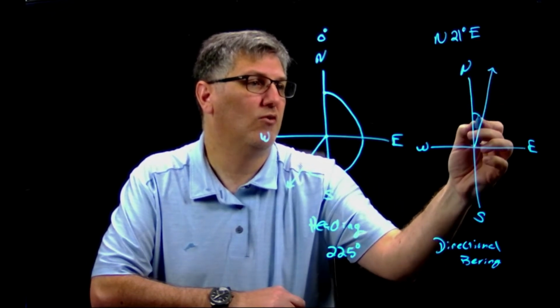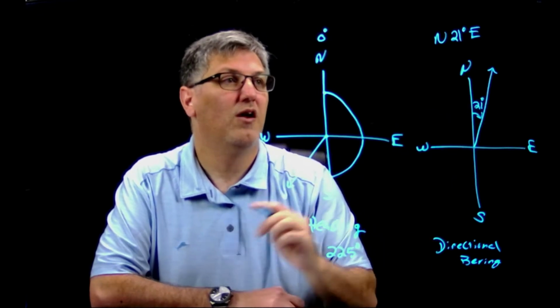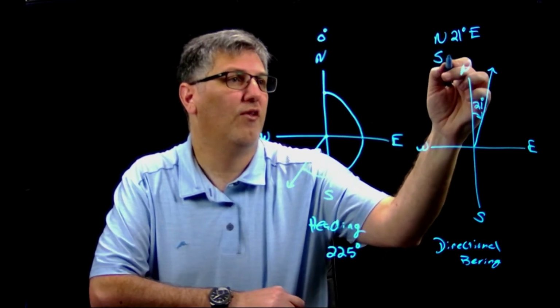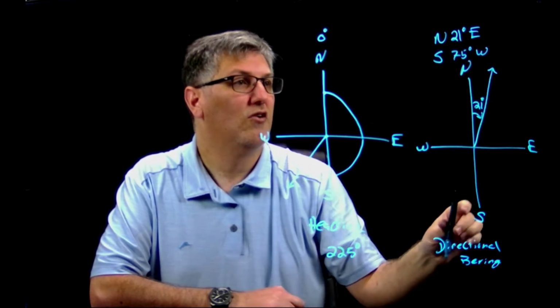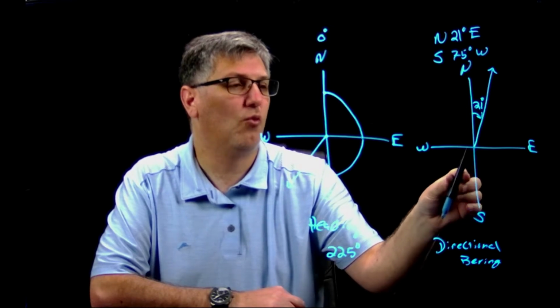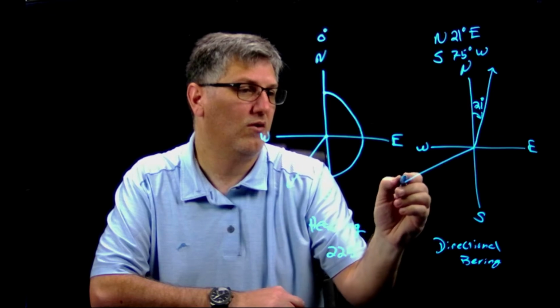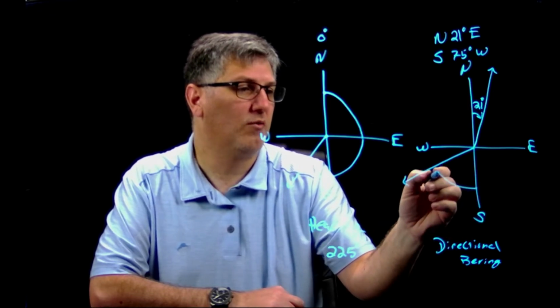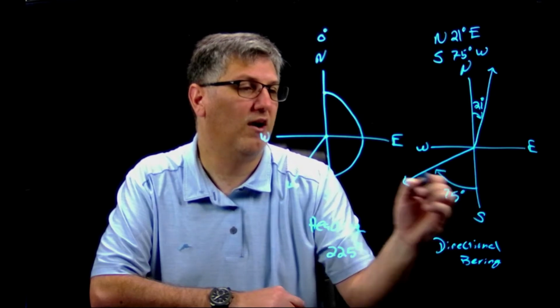And my angle is right here. This is your 21 degrees. I could also do like south, 75 degrees west. So that means this is where I start, my south line. I'm rotating 75 degrees towards the west, which is up in here somewhere. So then my angle comes from the south line to my ray, which would be 75 degrees.